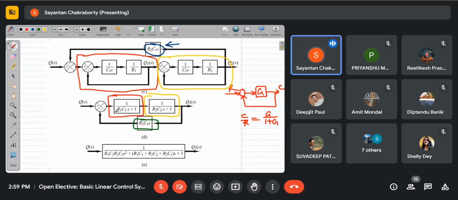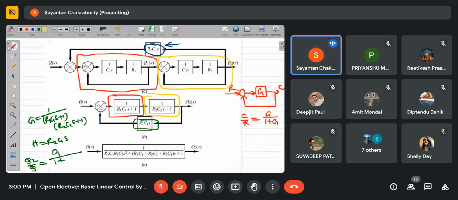So now, in this case, your G has become this, and H as the feedback element has become R2C1s. So in this case, your total transfer function Q2 by Q will be G by 1 plus GH, which upon simplification will give you the desired transfer function. So this is another way of arriving at the transfer function just by block diagram reduction.